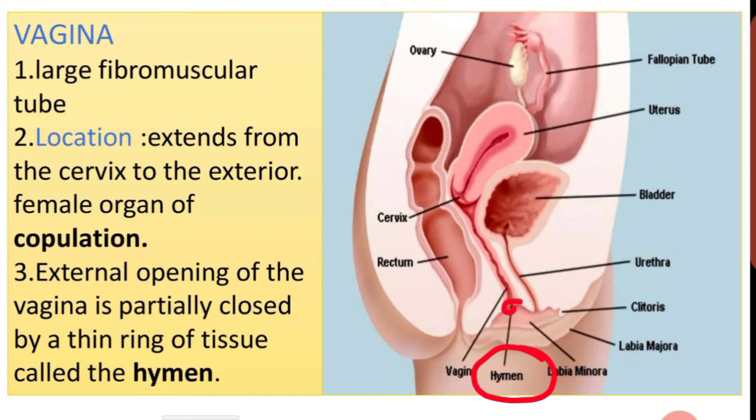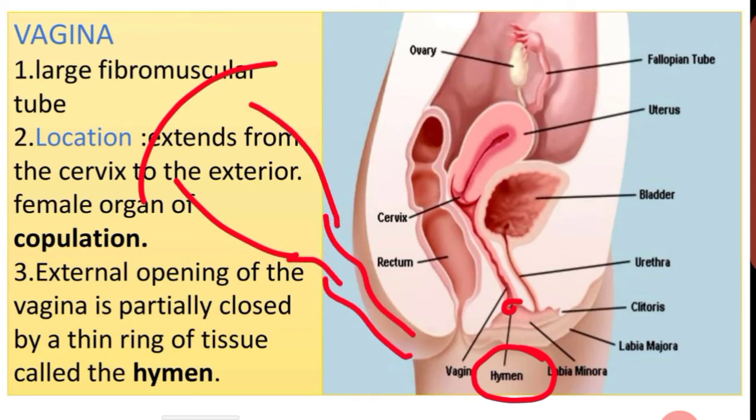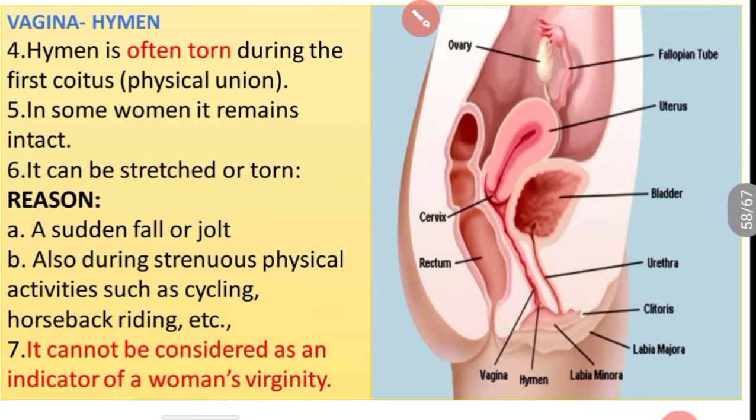Hymen is a tissue. Imagine this is the uterus, cervix, vagina. The exterior part of the vagina is covered by a thin tissue called the hymen. A thin tissue encloses the vagina. A ring of tissue enclosing the vagina is called the hymen. What is hymen? Hymen is a thin vaginal tissue which encloses the opening of the vagina. The ring of tissue that encloses the opening of the vagina is what we call the hymen.